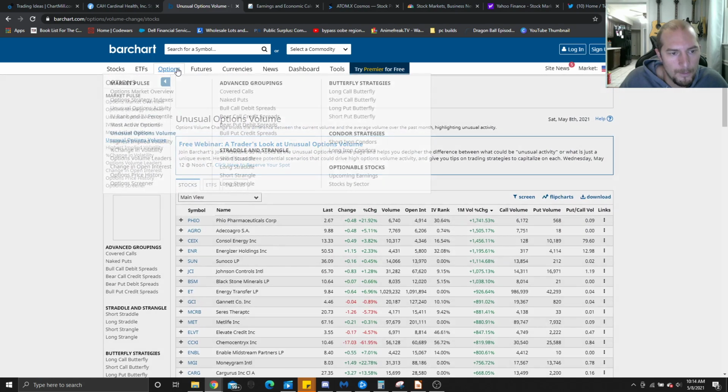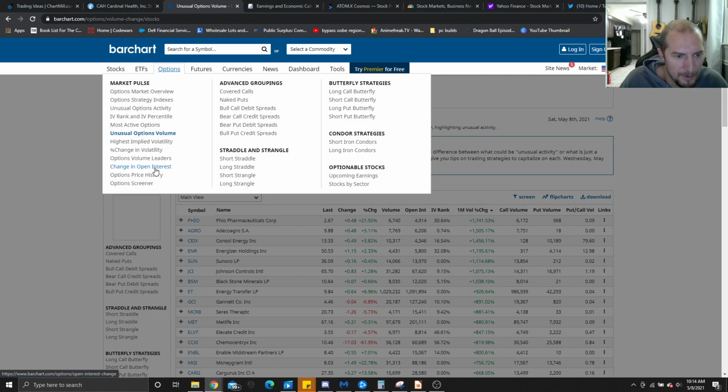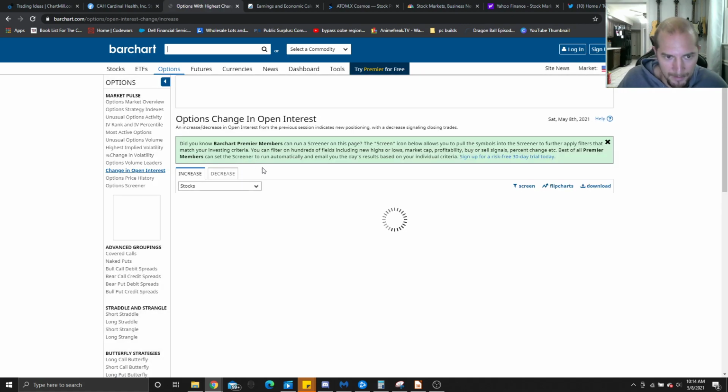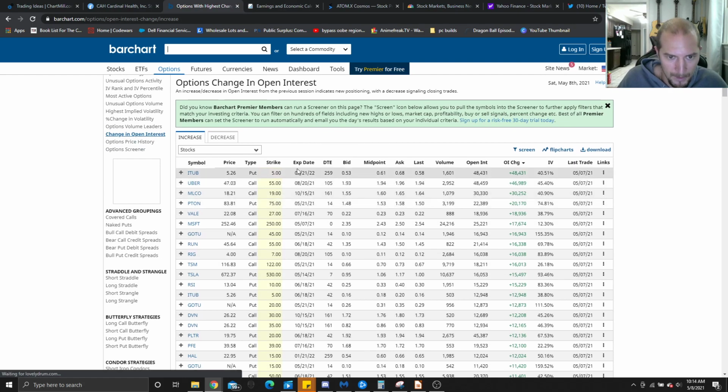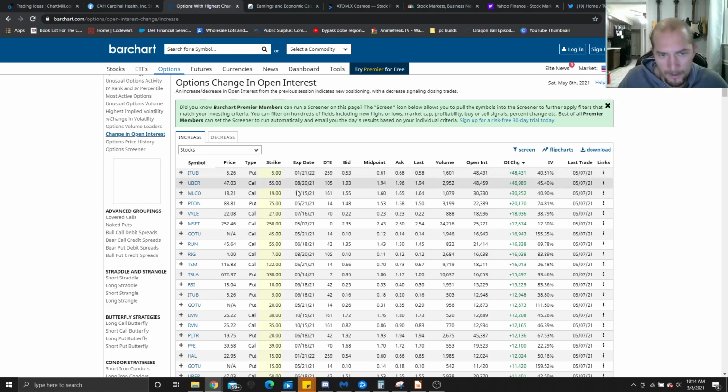If you're looking for increases in open interest, which is another indication that maybe sentiment is changing in a stock, you can find that here also. You can see here the iTub put for the $5 strike price of January 21, 22 has a 48,000 open interest, and it's gained that much open interest pretty much in a day or just a very short period of time. That could be an indication that a lot of people think that this is going to fall.